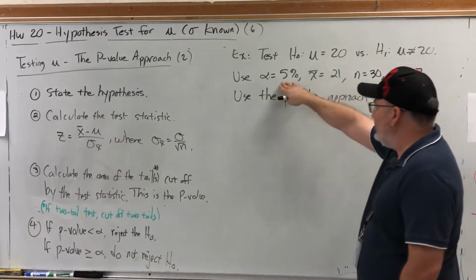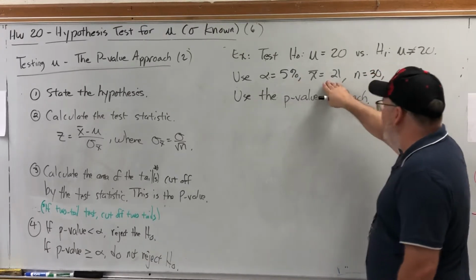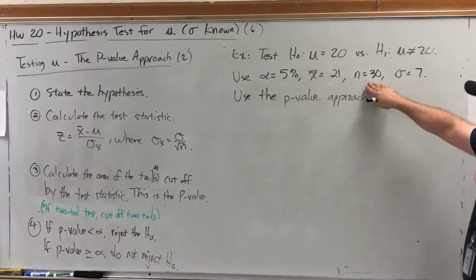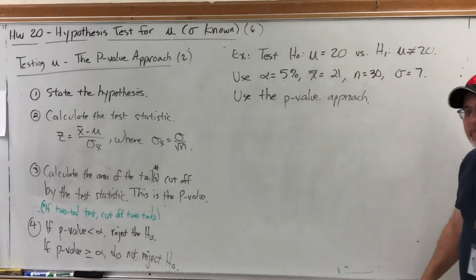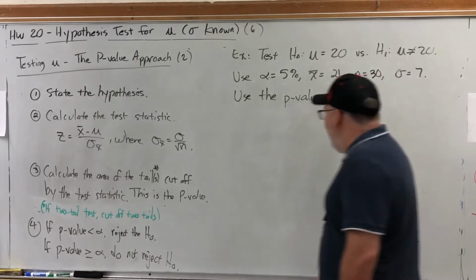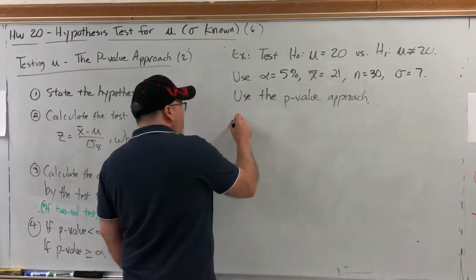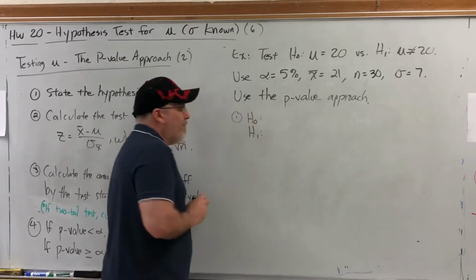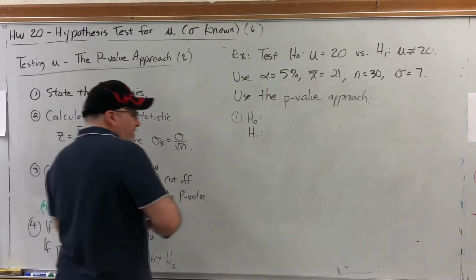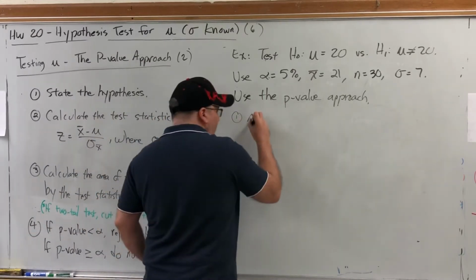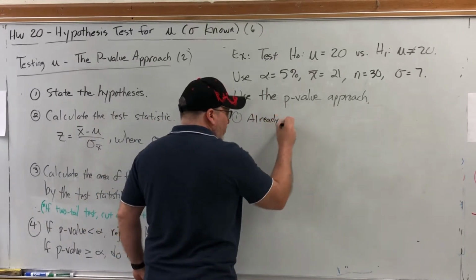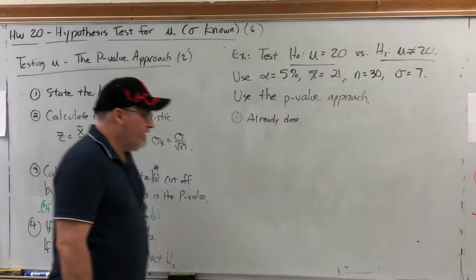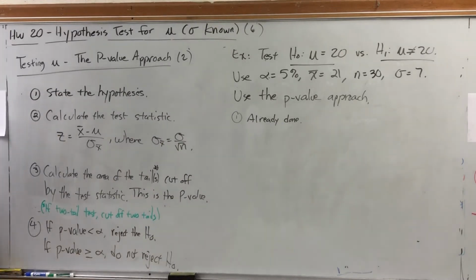We're going to use a 5% significance level. We're going to assume that our sample gave us a mean of 21. We're going to assume our sample size was 30. And we're going to assume that our population standard deviation was 7. And we're going to use the p-value approach. So the first step, as with any hypothesis test, is to state the hypotheses. Well, those are already stated. Not even going to write them again. I'm just going to say that step 1 is already done. Null, alternative. In a word problem, they're usually not stated already, and you have to.